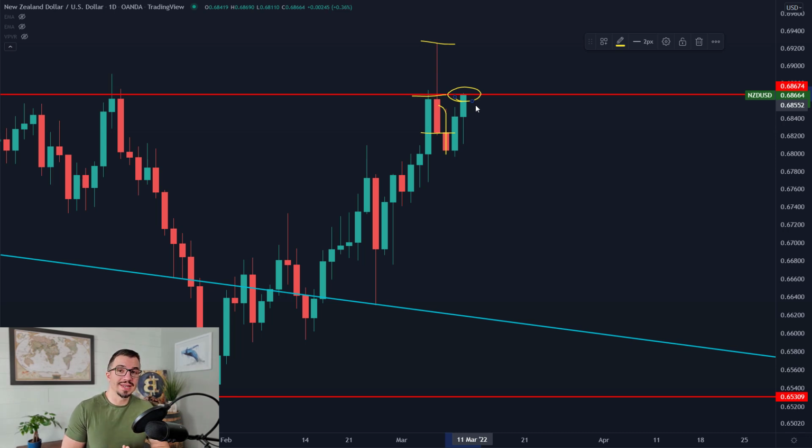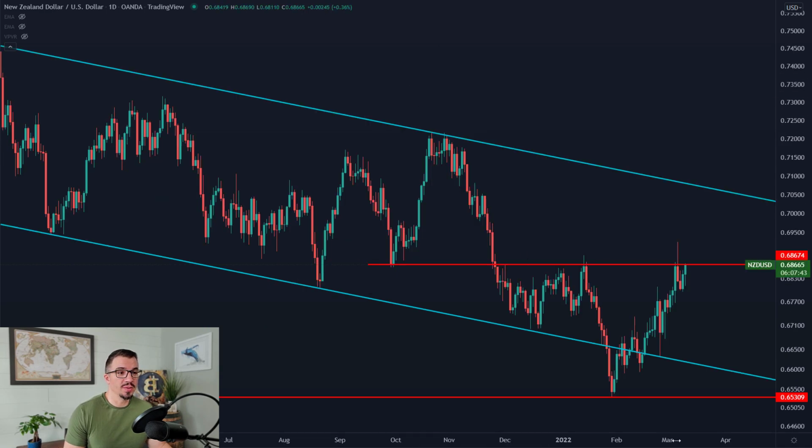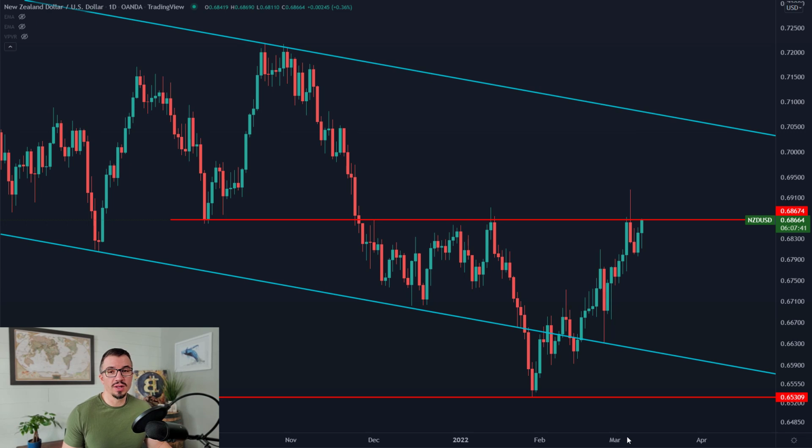So for those reasons, I'm not interested in shorting the New Zealand dollar. I could miss out on this. It could be a great short opportunity if the market does roll over, and I'm okay with that. I'm okay with missing out on opportunities because I know that the next one is right around the corner. The only thing I'm looking to do here is go long the New Zealand dollar, but only on a daily close above 68.70 for a move up here into the 70.50 region.